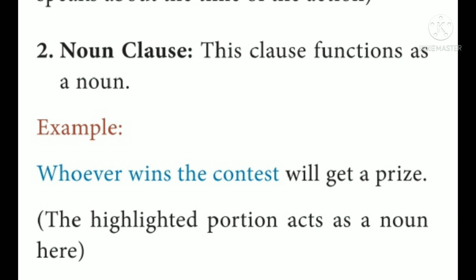The second type of clause is the noun clause. This clause functions as a noun. See the example given: Whoever wins the contest will get a prize. Here the highlighted portion acts as a noun part, so it is a noun clause. Once again, why is it called a noun clause? Because it functions as a noun. So you can easily remember what a noun clause is.